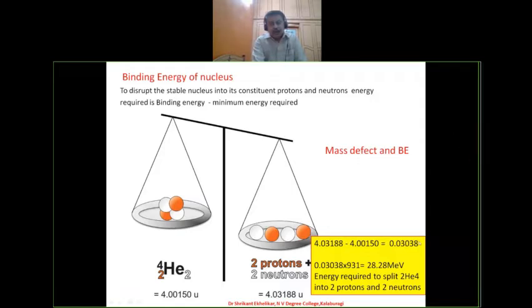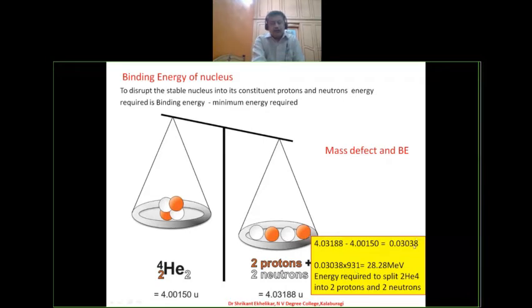So, this is mass defect, and this one you have to remember: mass defect is in atomic mass units, and you can convert it into energy units by multiplying with 931. One atomic mass unit is equal to 931 MeV.